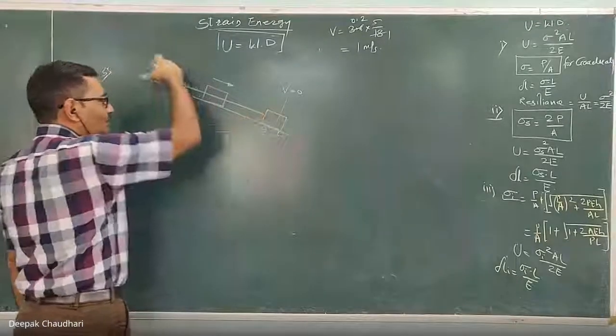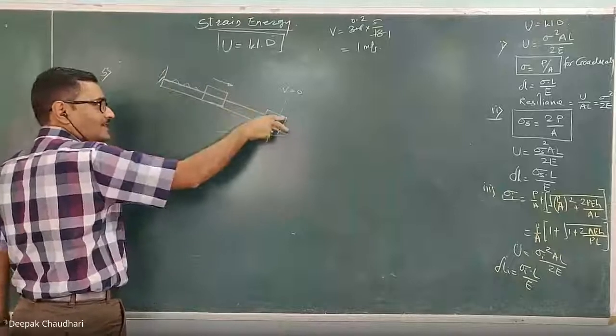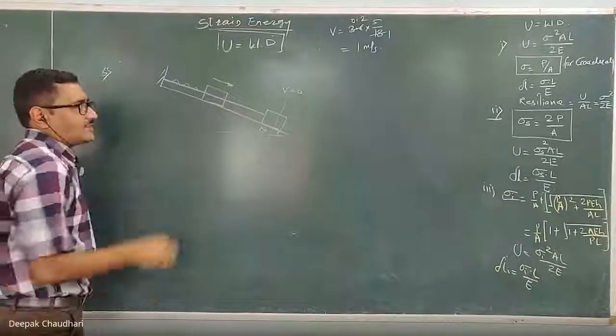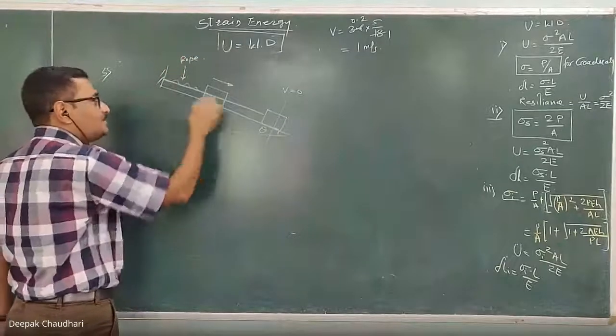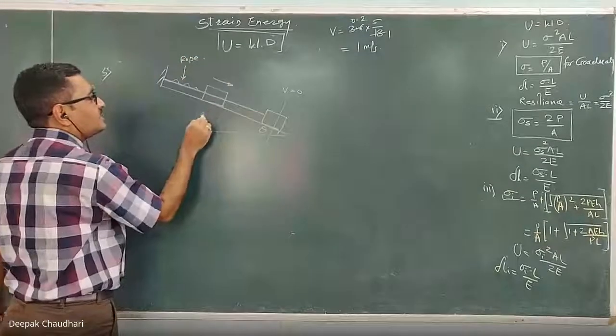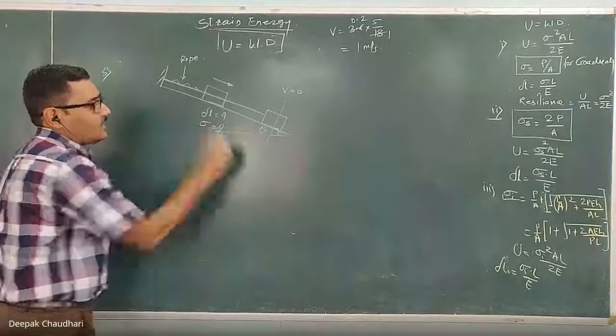Because of this loading, there is a sudden load or impact load, you can say. There is an impact load on this wire, this rope. It is asked, because of this sudden stoppage, how much is the deformation of the rope and how much is the instantaneous stress induced in that rope, that you have to calculate.